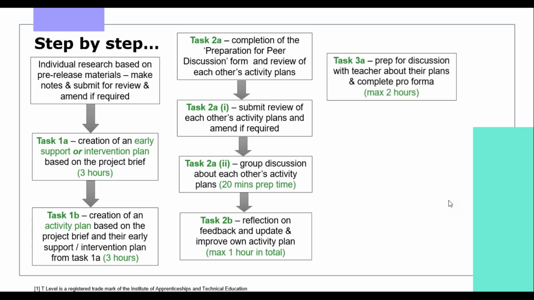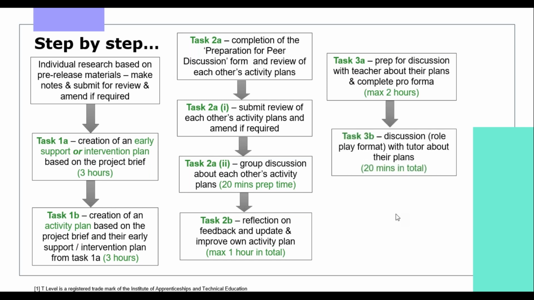Moving on to task 3A, students will use their early support plan and updated activity plan to prepare for a discussion with their tutor. The students should have no more than 2 hours to prepare for this, and at the beginning, the discussion should cover both plans. A pro forma is provided to support the planning for this, and a tutor will also then ask questions about the plans, and this will last no longer than 10 minutes.